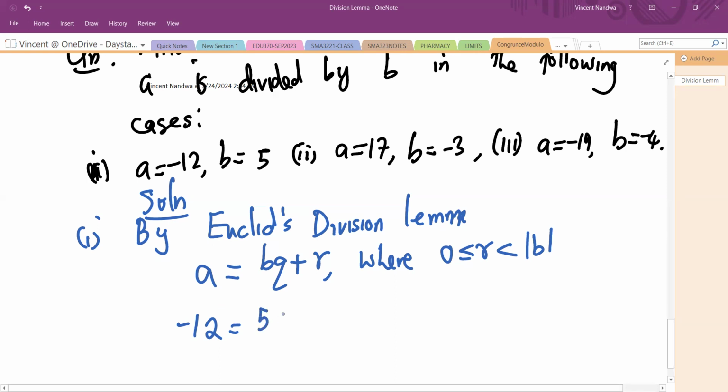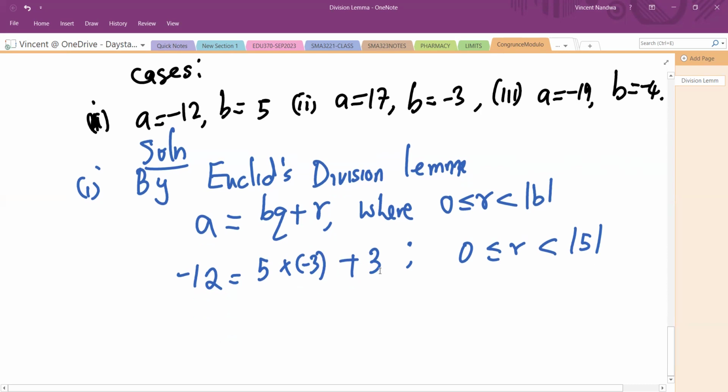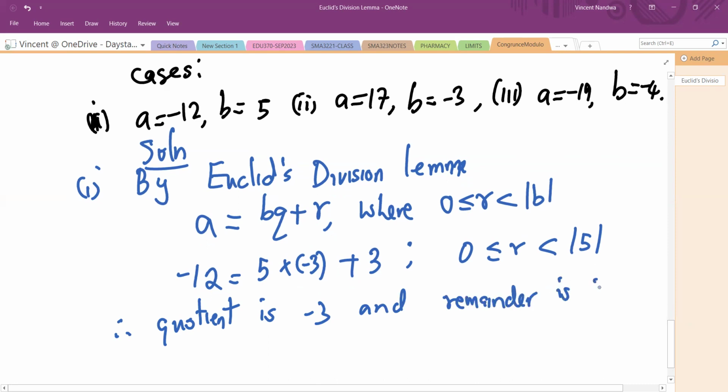So we clearly see that when we multiply minus 3 by 5, we get a number which is minus 15, which is the closest multiple of 5 less than minus 12. And then the remainder will be 3. And this can be seen that R is a number between 0 and the absolute value of B, which is 5. So 3 is less than 5. So therefore, the quotient is minus 3, and the remainder is positive 3.